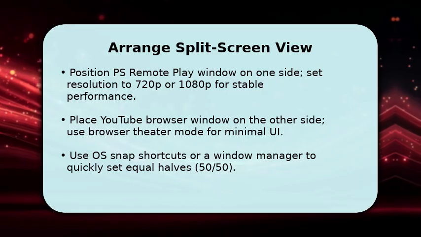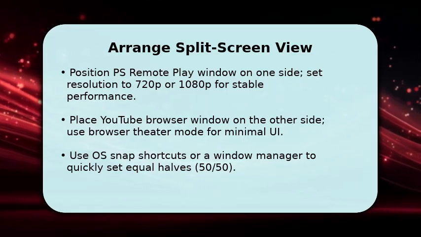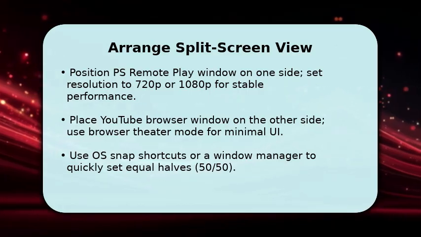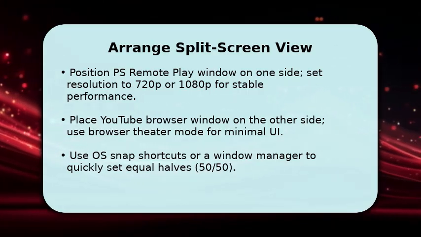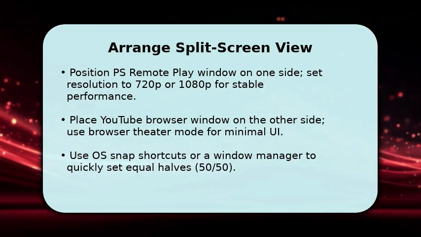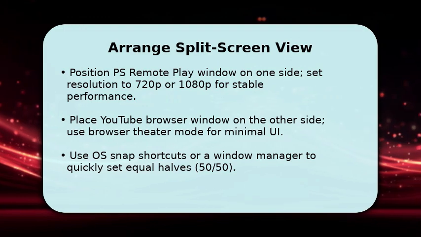Lower the PS Remote Play resolution to 720p if you notice lag, because Remote Play is sensitive to CPU and network load. For YouTube, switch to theater mode to remove clutter and reduce processing overhead. Finish by balancing audio and input.